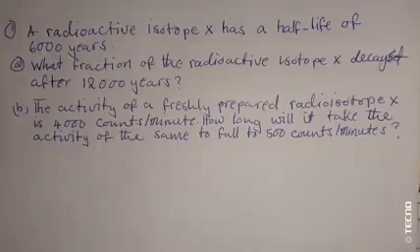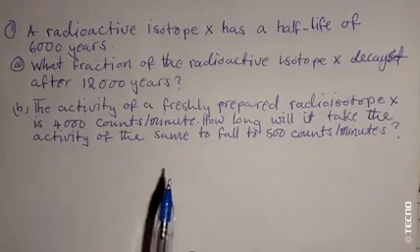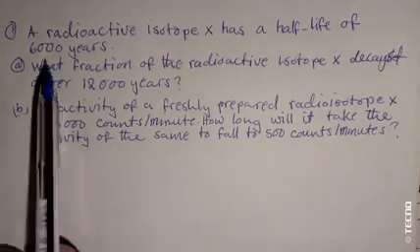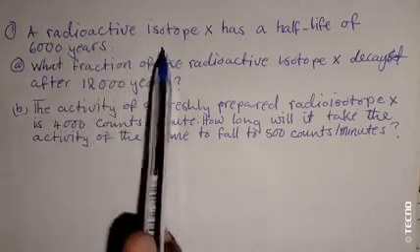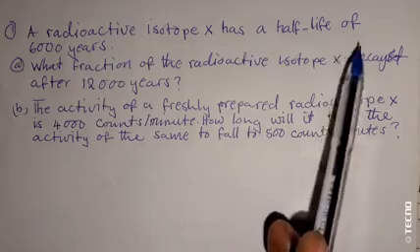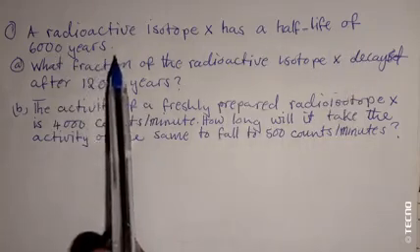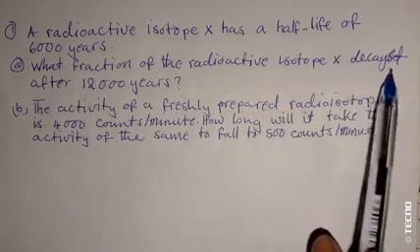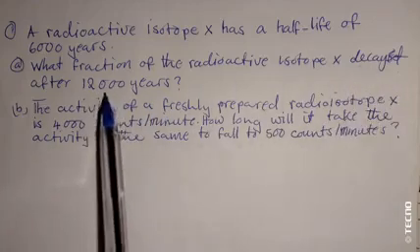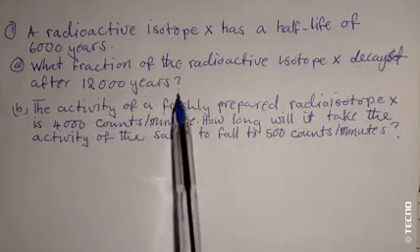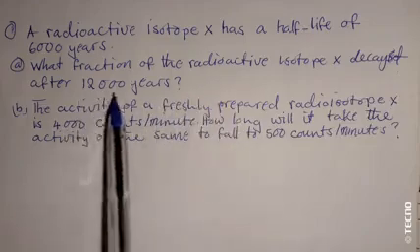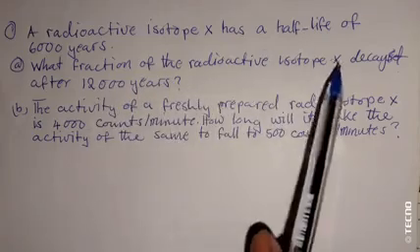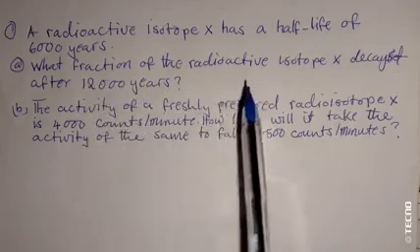In this presentation we are going to answer a physics question on radioactivity. The question reads: a radioactive isotope X has a half-life of 600 years. What fraction of the radioactive isotope X decays after 12,000 years? So here we need to find what would decay after 12,000 years.